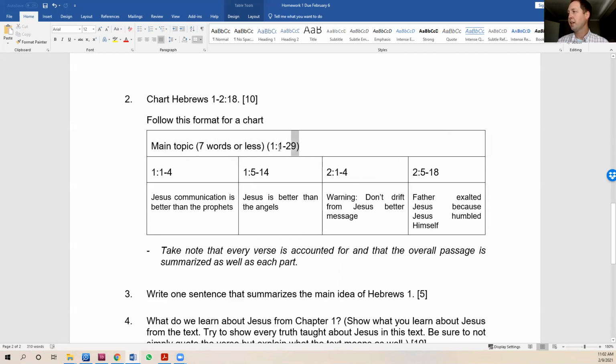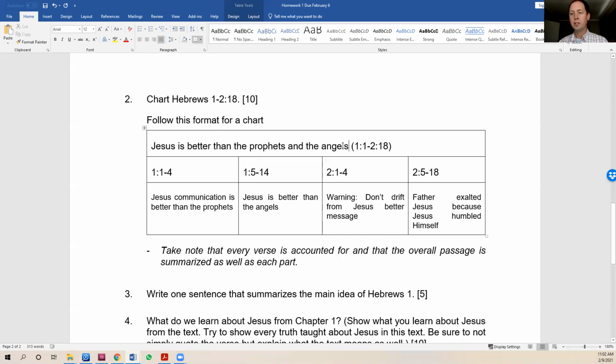So what's the topic that connects chapters 1 and 2? This would be 1:1 through 2:18. What is that main topic? Well, we've been saying Jesus is better, and I kept using that word better to connect and tie everything together. So we'll say Jesus is better than the prophets and the angels. If we read through all of chapters 1 and 2, it all fits that Jesus is better than the prophets and the angels.